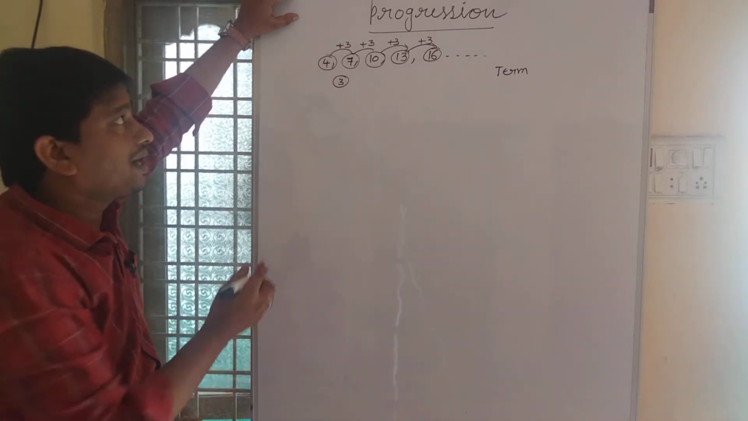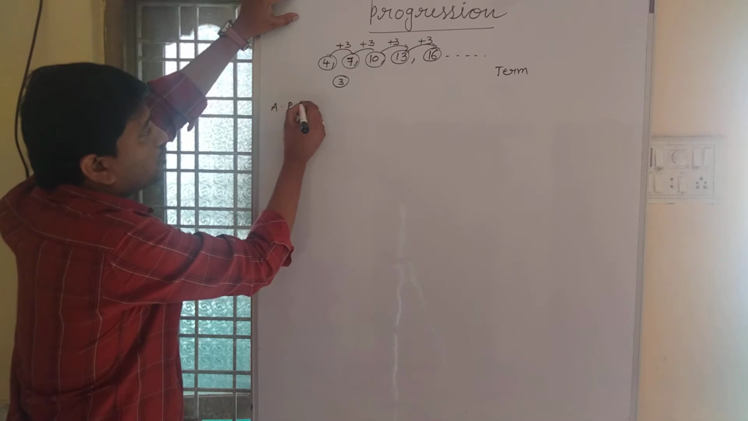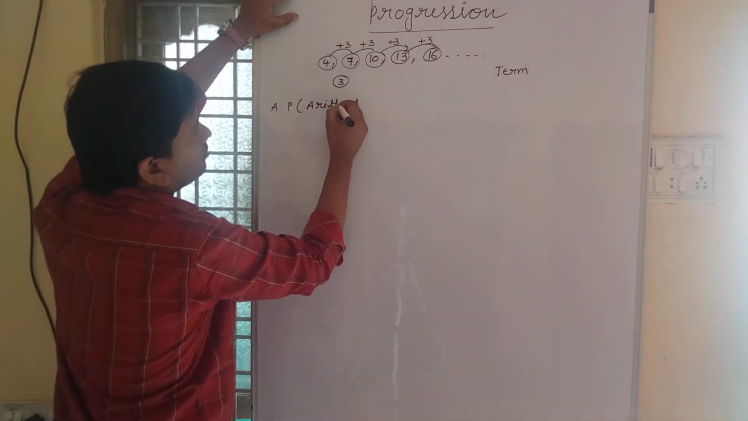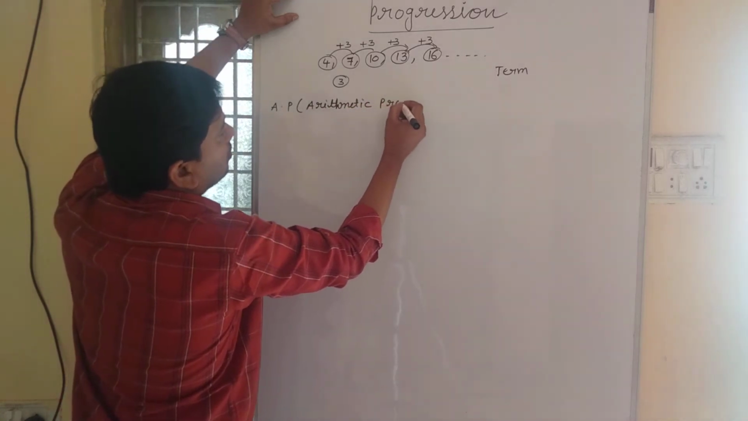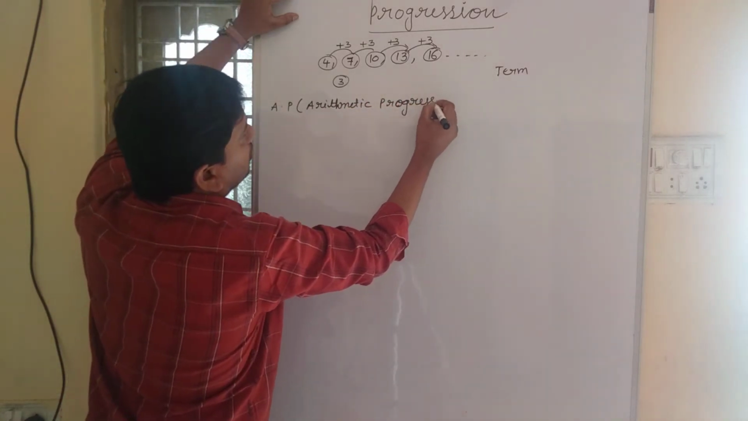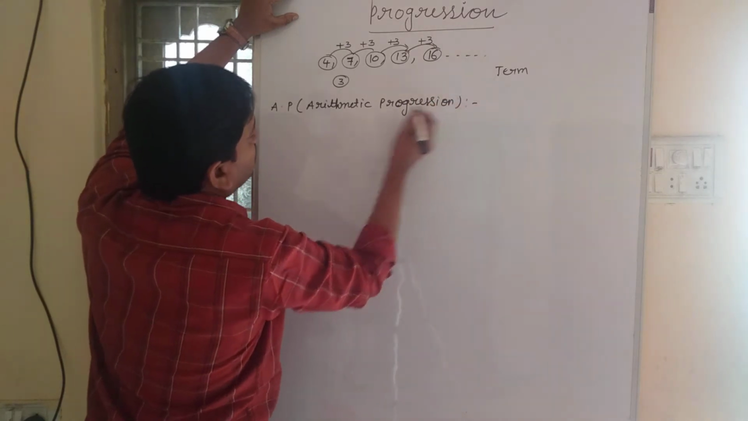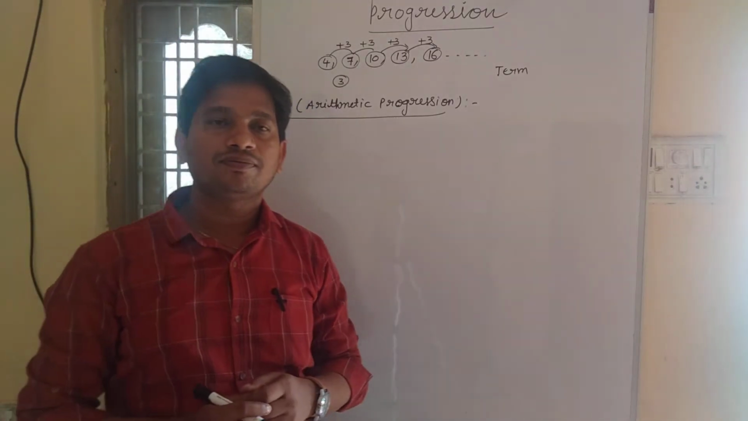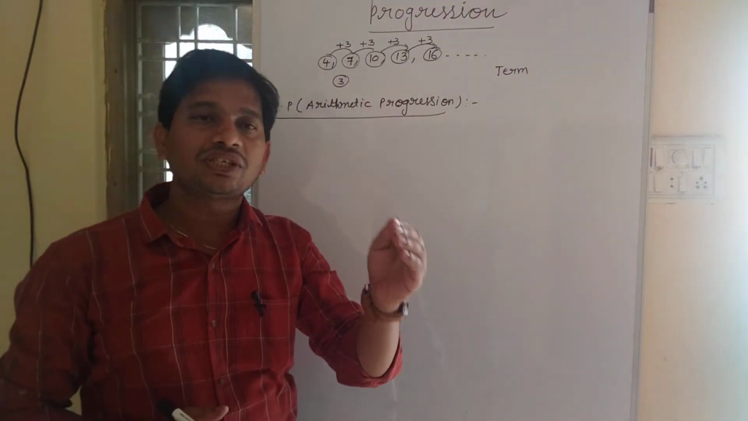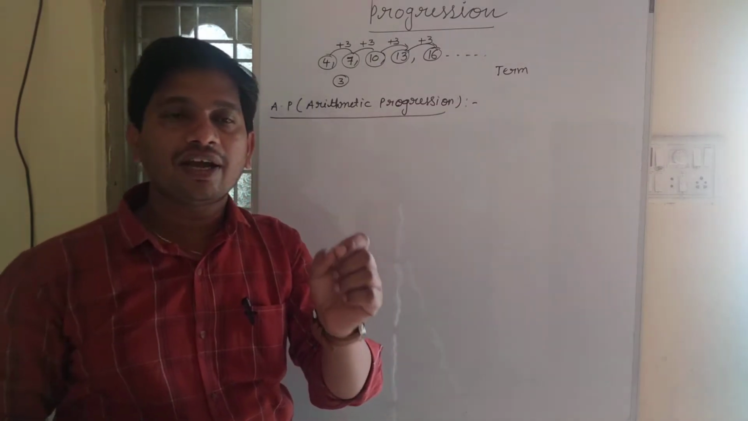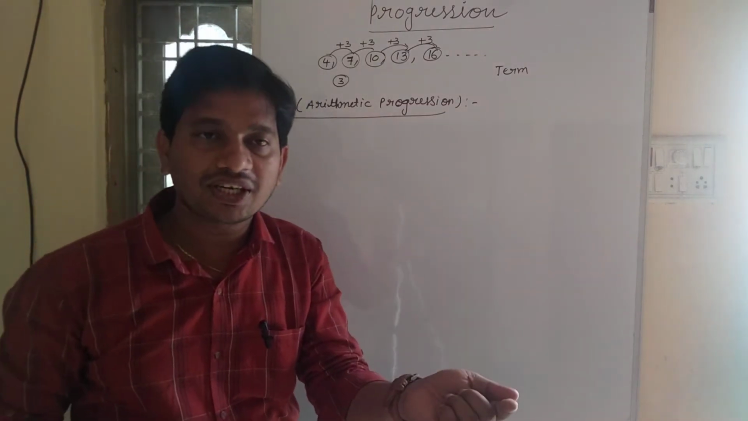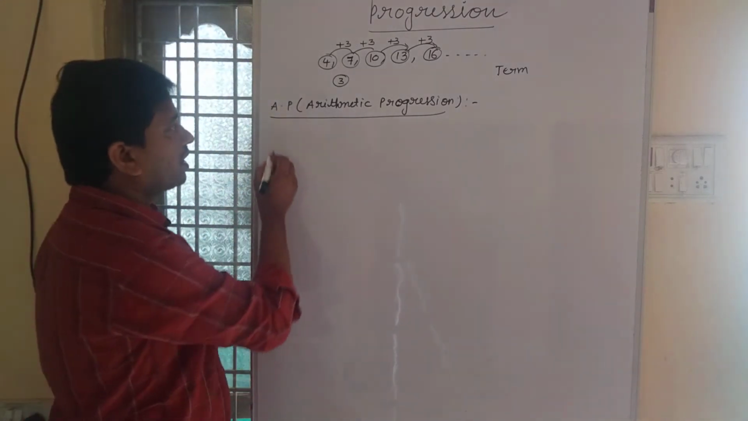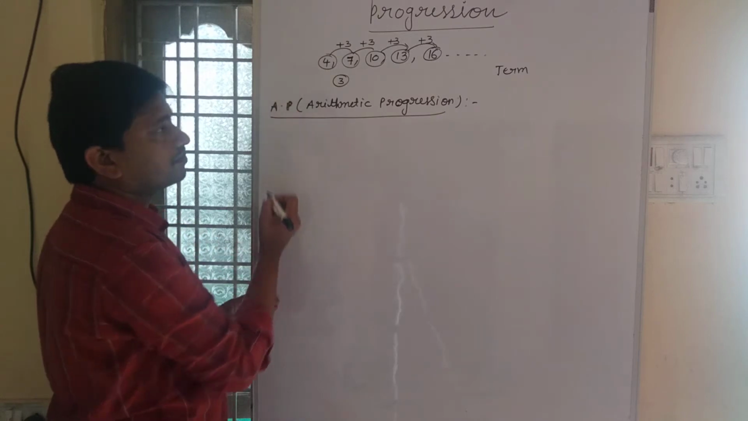So, what do you mean by arithmetic progression? It is a sequence of numbers in which each term is obtained by adding a fixed number to the preceding term except the first term. What do you mean by arithmetic progression? It is simply abbreviated as AP.